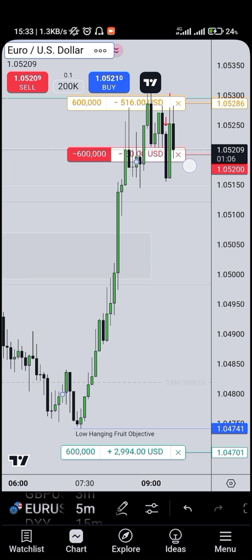I'm watching this inversion fair value gap. I want to see price fall lower. So I don't like how the price just bounced up just now. I still want it to calm down. This inversion fair value gap right there, I want it to get overlapped. So I'm watching. Anything can still happen.